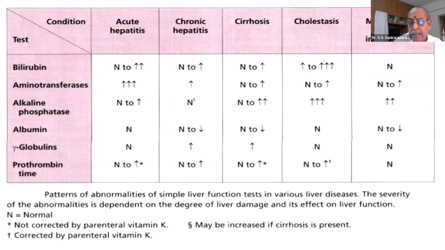Chronic hepatitis and cirrhosis go together. All symptoms of jaundice, liver cell, the enzymes will not be very high, but the AG ratio will be abnormal. In cholestasis, as I have already told, jaundice, cholestatic enzymes will be abnormally high.